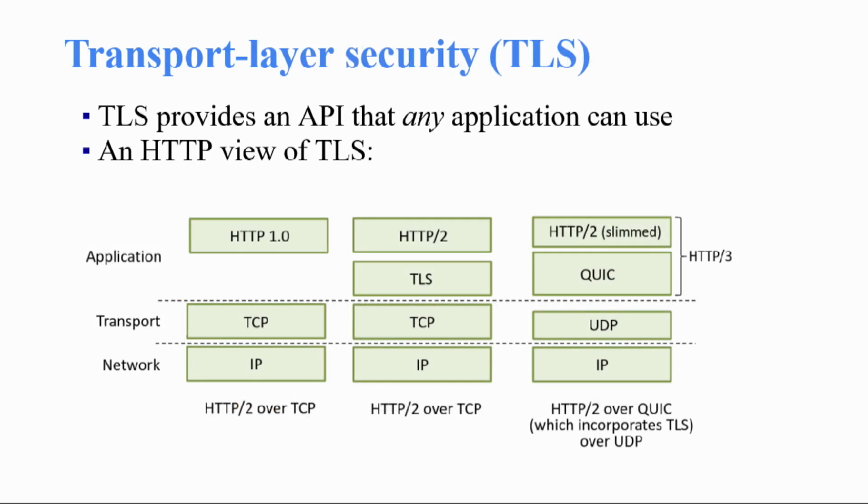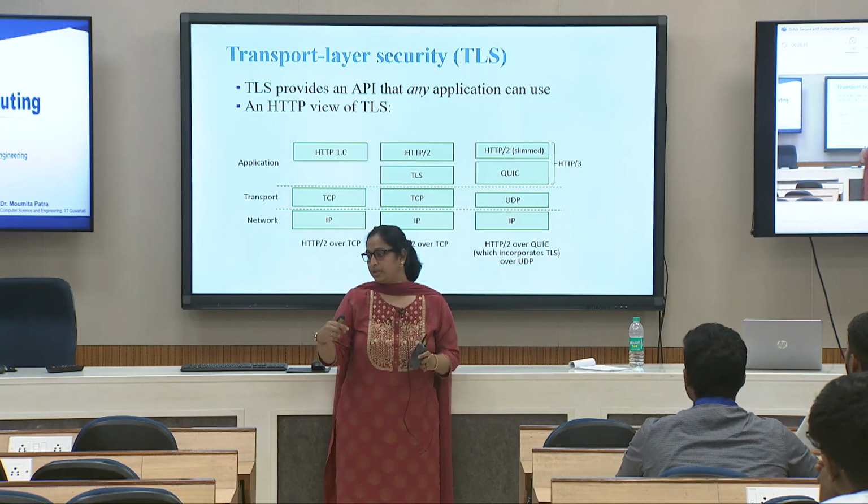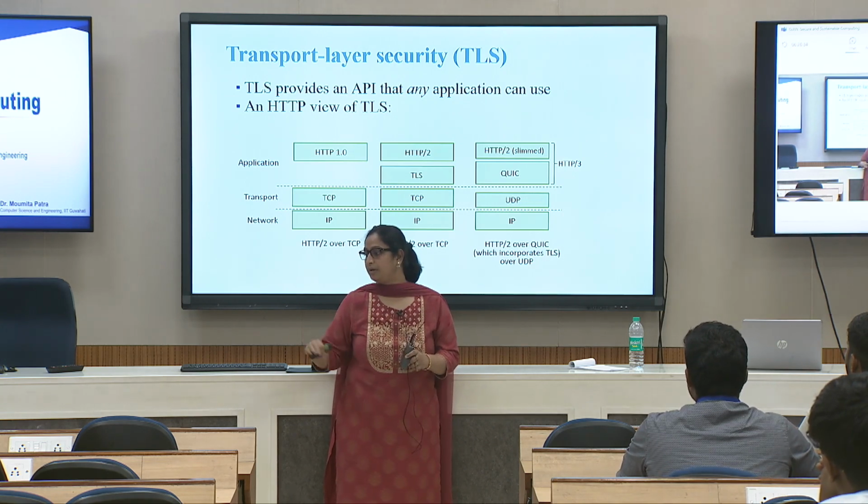All right. So this is how TLS provides an API that any application can use. If you want to put HTTP with TLS: HTTP2 over TCP looks like this, no TLS. Next, you have TLS with it. As I was telling you, it is a transport layer protocol, but it does not actually reside there. So you have HTTP2, then TLS, and then TCP/IP.